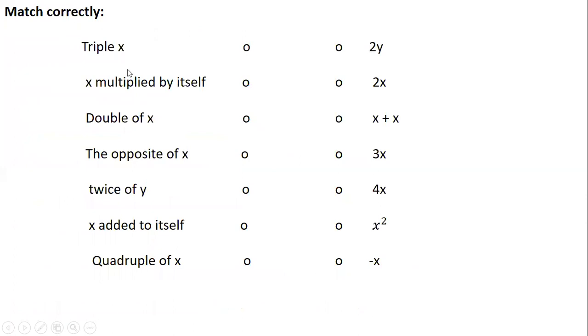Now we will solve this exercise to match correctly. Triple x, which one means triple x? Of course, it is 3x. X multiplied by itself, which means x times x. When we say x times x, it means x squared. Double of x, I will multiply x by 2. So it is 2 times x, which is 2x.